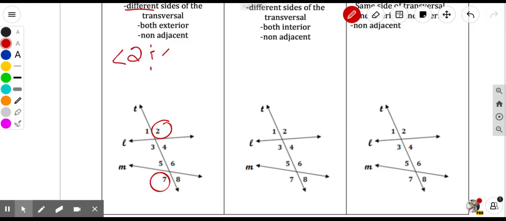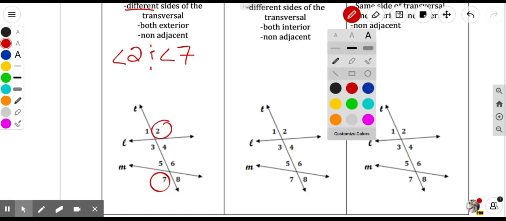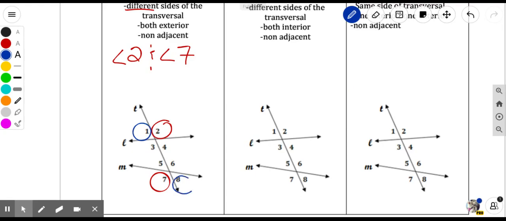They're on different sides of the transversal, both considered exterior angles because they're outside the lines L and M, and they're on different sides of the transversal. 7's on the left, 2 is on the right, and they're not next to each other. They don't share a side. And then the other example would be 1 and 8. Those are also alternate exterior angles.